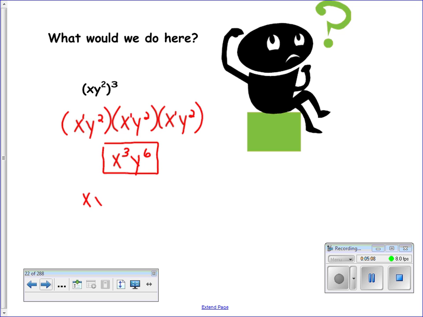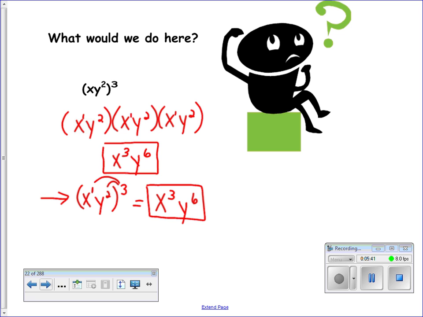If I did not want to expand this out, and I wanted to apply my power to a power rule, remember, power to a power, we multiply our exponents. I definitely would, x has an exponent of 1. Please write that in. 3 times 1 is x cubed. Y squared, 3 times 2 is 6. Notice my final answer is the same. In this situation, I am using my power to a power rule.